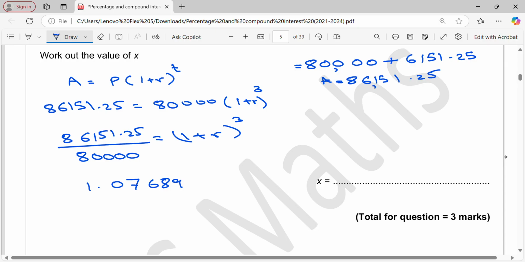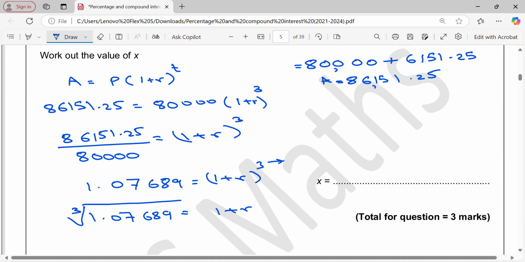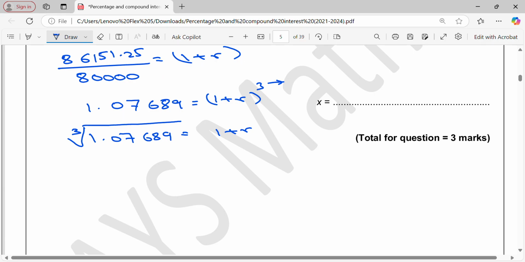I've got 1.0769. I'm writing it to 4 or 5 decimal places so I get the accurate answer. This is for 3 years. Now I want to get rid of the power. To get rid of the power, I'll take the cube root of 1.0769, because cube root is the inverse of power of 3, which is 1 plus R. Again, I'm going to use a calculator here. So shift, cube root, and my answer here is 1.025.